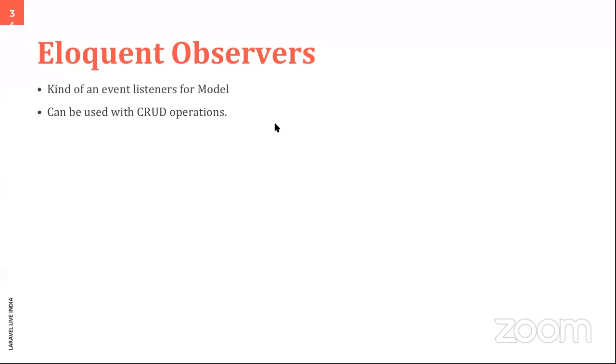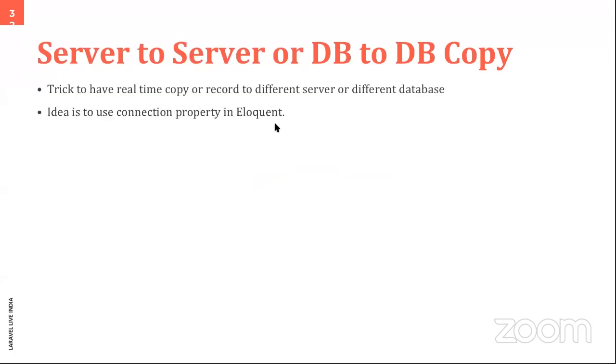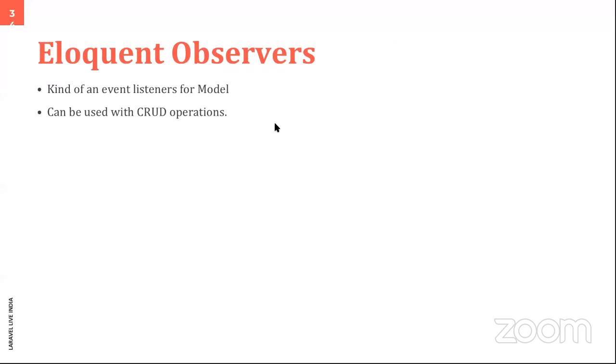So let's first understand what an observer is. An observer is kind of an event listener for a model. Let's say your model is changing or being created, and at that time you want to do some operations. For that, you can use a Laravel observer. In the demo, I will add an observer to my employee model, and when an employee is created, I want to replicate the same thing in another database. So this is the demo of server to server DB to DB copy and Eloquent observer.